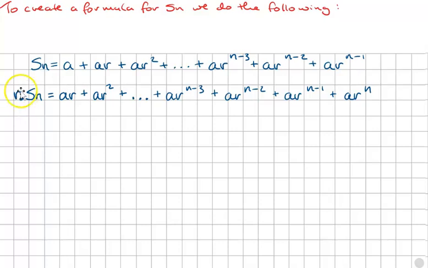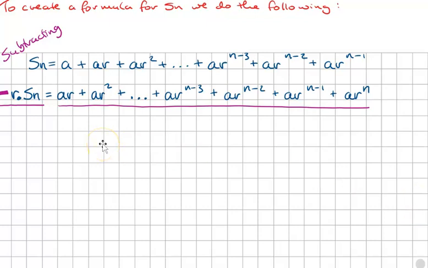So if we were to multiply every term in that original sequence by R, so we have Sn multiplied by R, I have a dot there to represent multiply. Then A multiplied by R becomes AR, and AR multiplied by R becomes AR squared, and so on. And again, we keep going until we get to AR to the power of n. So the last term in the above sequence was AR to the power of n minus 1, but multiplying that by R, we get AR to the power of n.